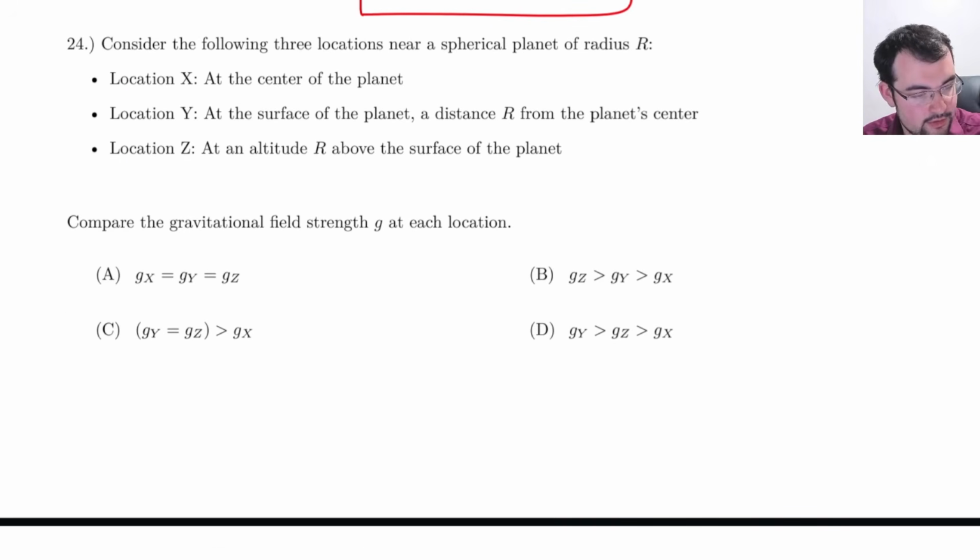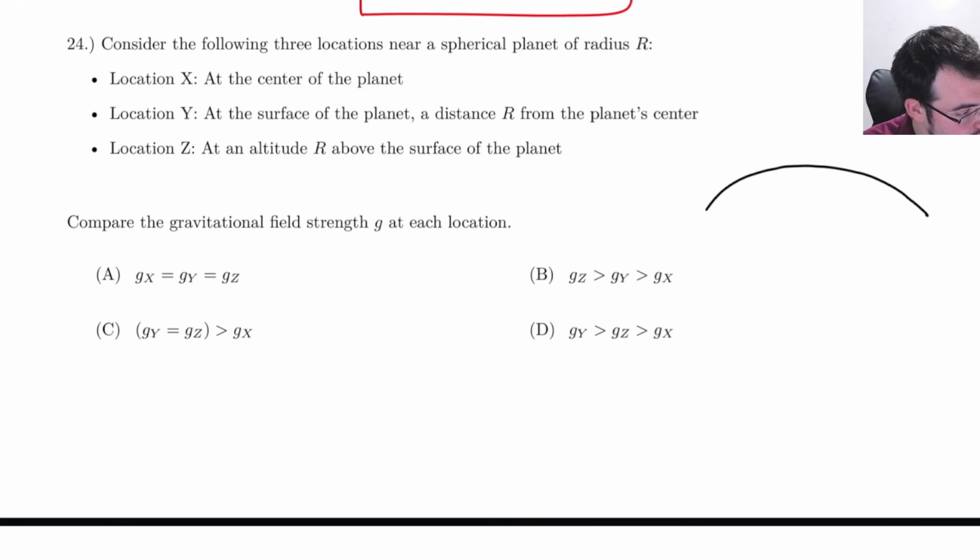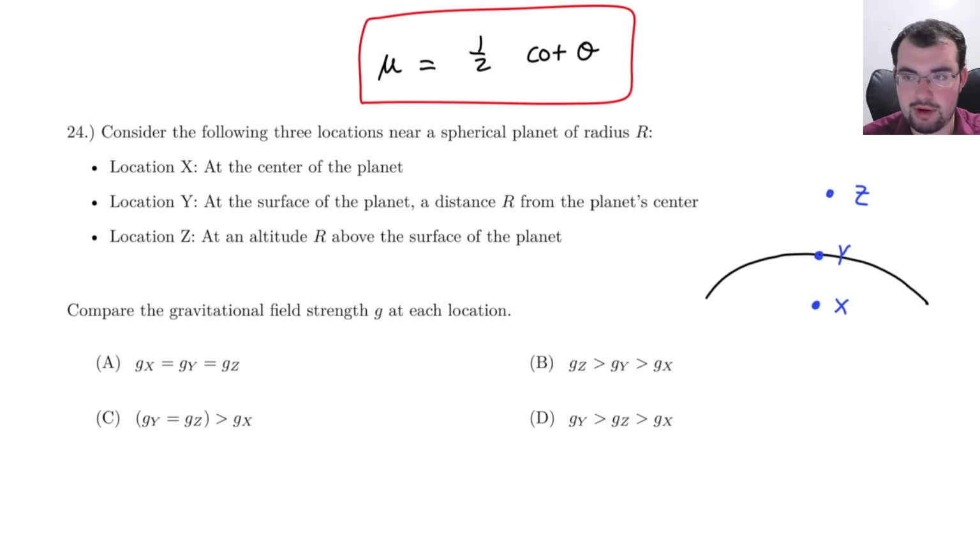All right, consider the following 3 locations near a spherical planet of radius r. A lot of gravitational field strength today. Location X is at the center of the planet. Location Y is at the surface of the planet. Location Z is an altitude r above the surface of the planet. So we have this sort of picture where our points are X, Y, and Z. And we just want to rank the field strength G at each location.